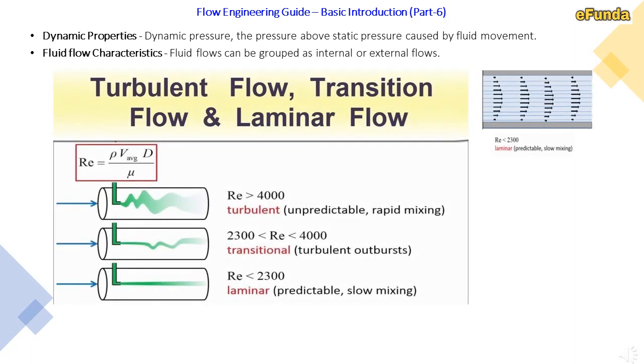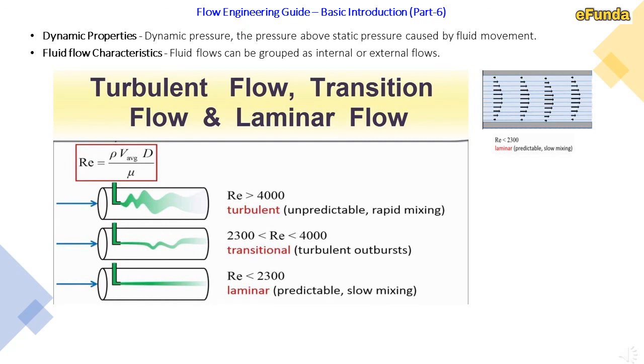Laminar flow is extremely smooth and ordered flow, one can see in the figure. Fluids that have a high viscosity generally will experience laminar flow, where the highest velocity can be found at the center of the pipe and the lowest velocity can be found along the pipe wall, where the Reynolds number is less than 2300. That means laminar flow is predictable with slow mixing.